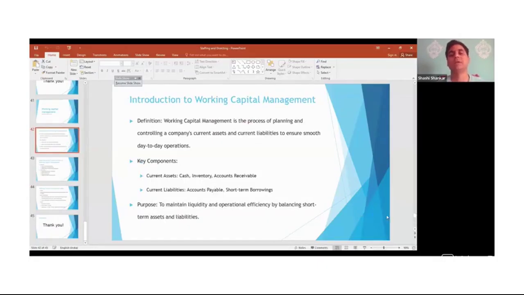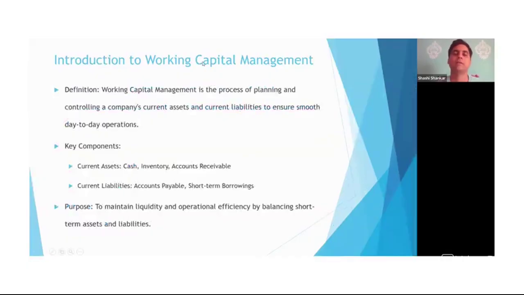As far as the definition is concerned, working capital management is the process of planning and controlling a company's current assets and current liabilities to ensure smooth day-to-day operations. So here the key point is, it is the process of planning and controlling a company's current assets and current liabilities to ensure smooth day-to-day operations.